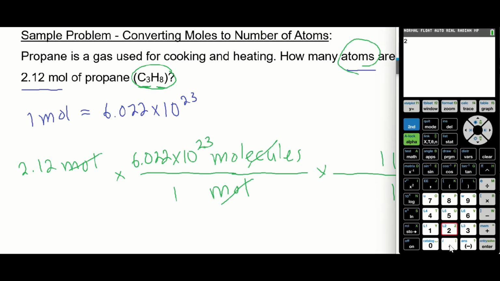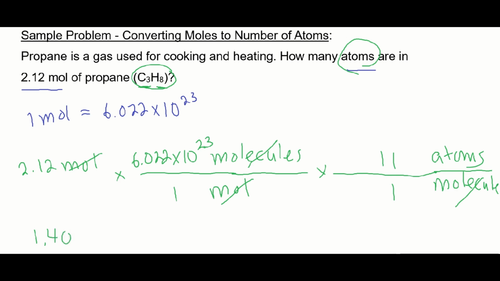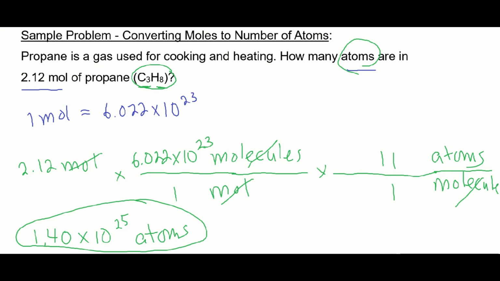All right, 2.12 times 6.022 times 10 to the 23rd times 11, and our answer should have 3 significant figures because the original value was given to us in 3, so our answer is 1.40 times 10 to the 25 atoms are in 2.12 moles of propane.